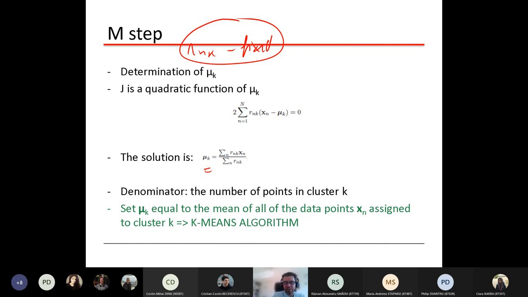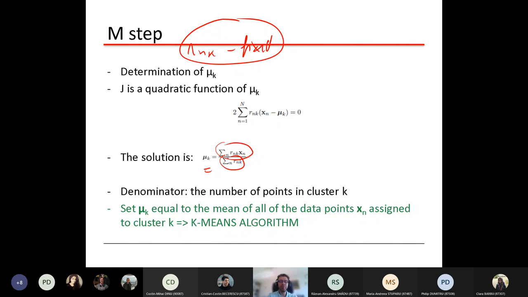Now to interpret a bit, what we have here in the denominator is the number of points in cluster k. This summation will only take the points which are assigned to cluster k. If the current point n is not assigned to cluster k, the value will be 0. So here we have the number of points in cluster k. And as a numerator, we have the summation for each coordinate. We have d coordinates, so for each coordinate individually, we have the summation on this specific coordinate only for the points which are assigned to cluster k.